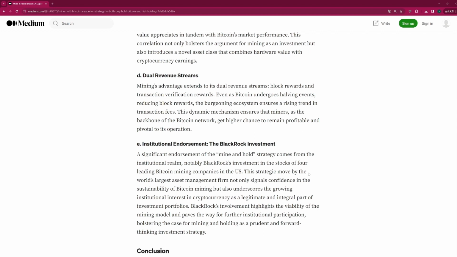Next on my list is institutional endorsement of Mine&Hold. Not everyone knows that BlackRock invests in four leading mining companies in the U.S. I think this is a signal that those smart people in this large institutional investment company love mining and do invest in mining. Somehow they give us some sense that maybe we could be confident in mining. So overall, I think these are the 5 points that we think are the advantages of Mine&Hold.